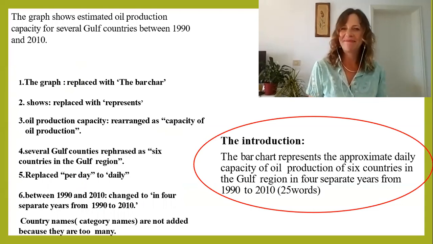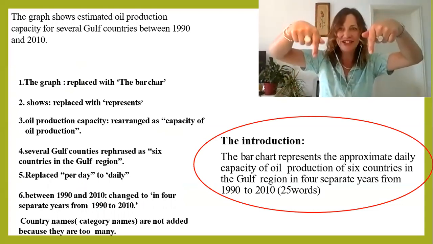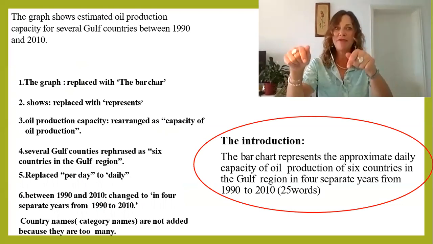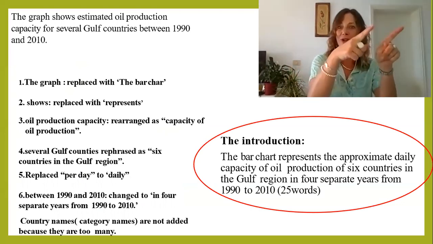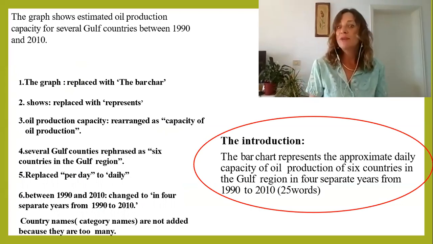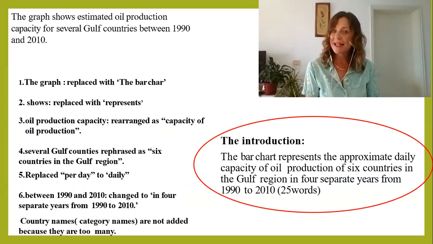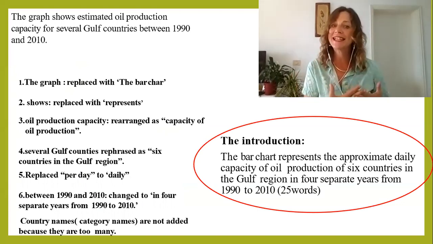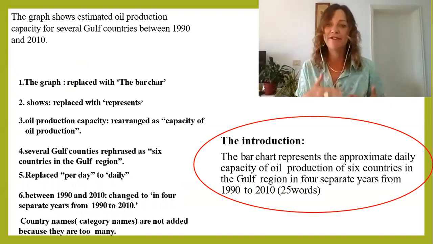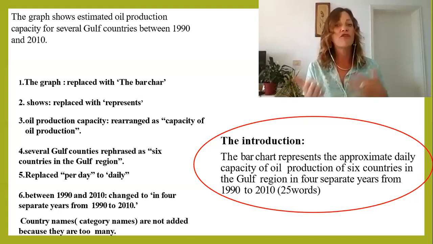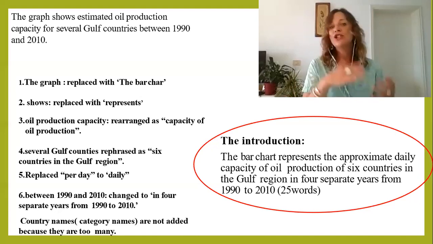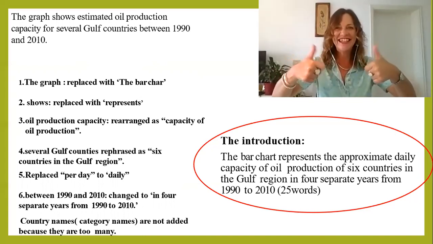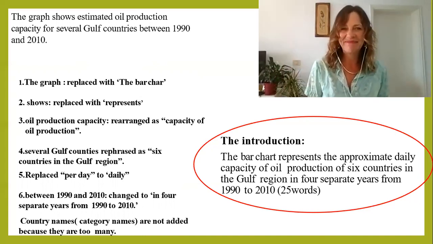So, okay, read the introduction, it's below me. This is what we have come from that original question. So, the bar chart represents the approximate daily capacity of production of 6 countries in the Gulf region in 4 separate years, from 1990 to 2010. It's great, huh? Let's see exactly what we did.